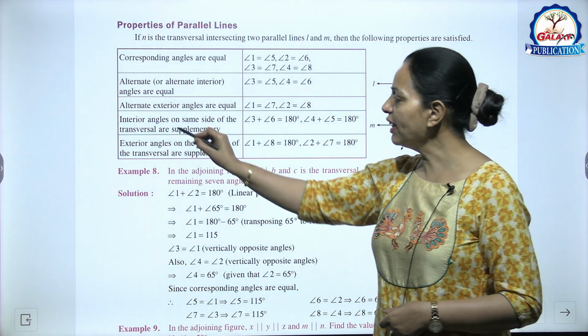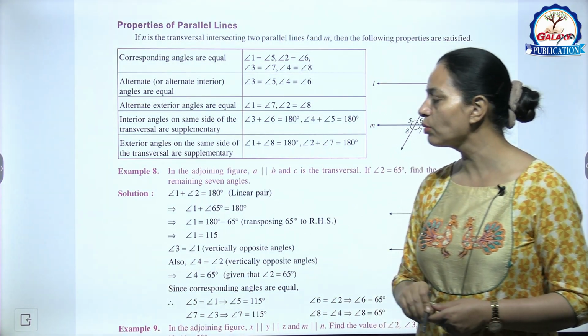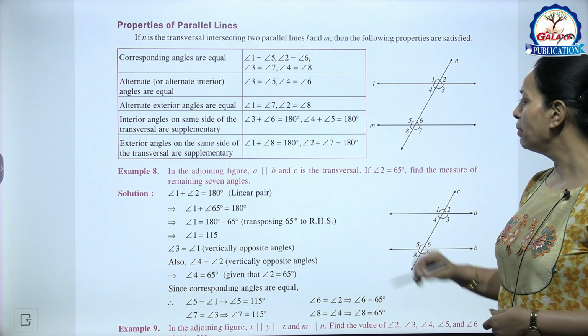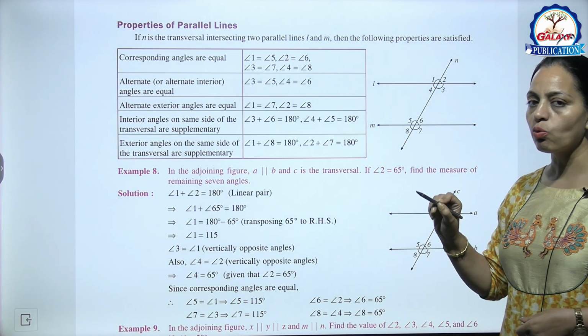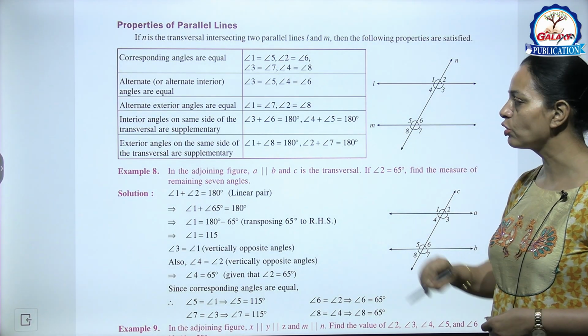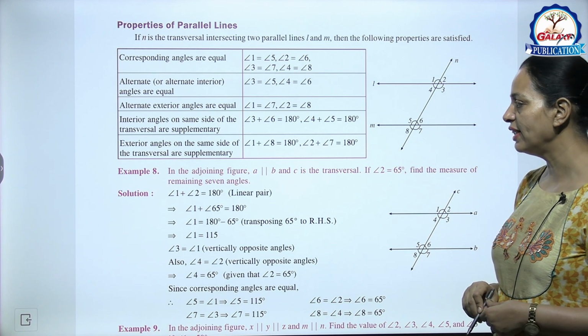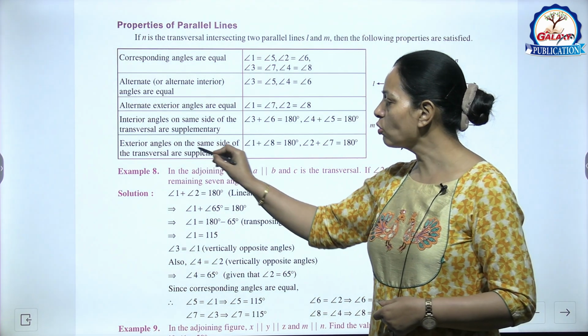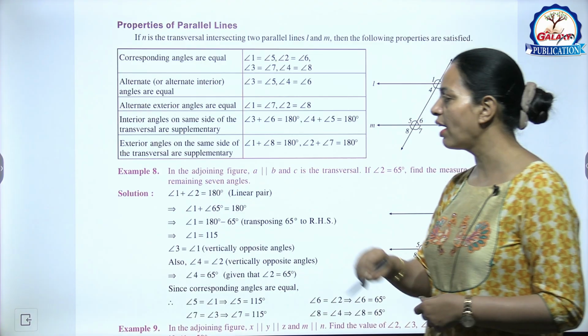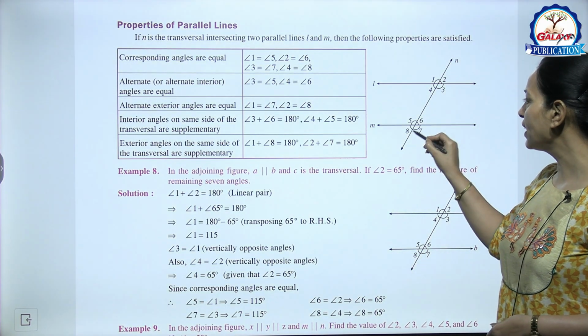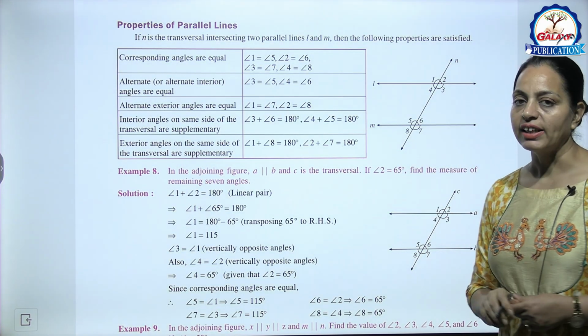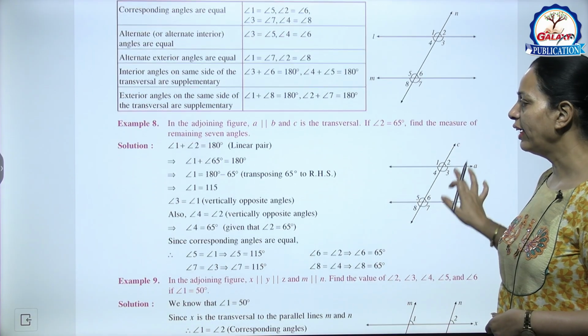Now next, interior angles on the same side of transversal are supplementary, means 3 plus 6 equals 180, 4 plus 5 equals 180 degrees. Now exterior angles on the same side of the transversal are supplementary, 1 plus 8 and 2 plus 7, that is also 180 degrees.